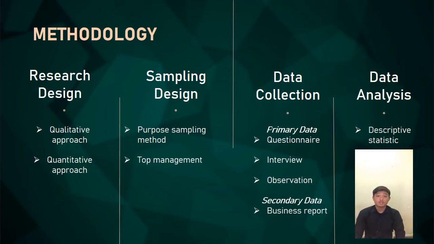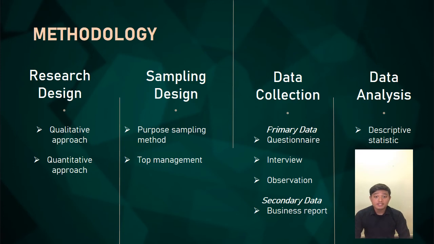Okay, next is methodology. First is research design. In research design, the group uses two types of evaluation. First is the qualitative approach and second is the quantitative approach. Okay, next is sampling design. For sampling design, the group gets the data from the purposive sampling method and top management.